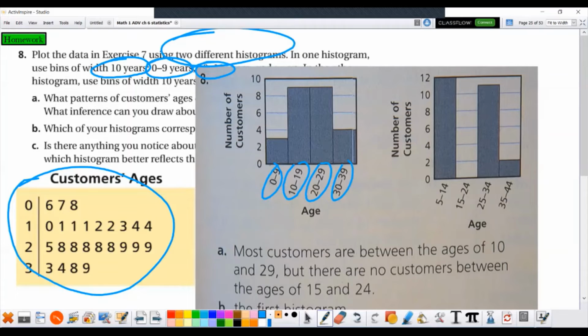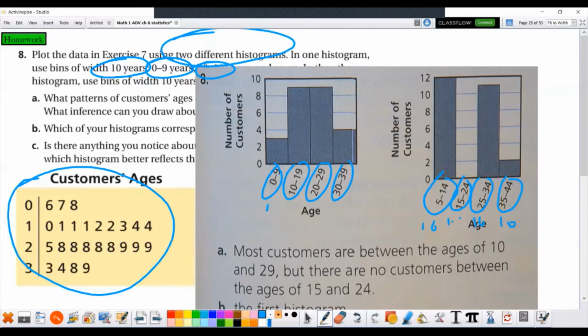Then they said do it again, but start with a different set of numbers. Do 5 to 14. That's still 10 years. Then go 15 to 24, 25 to 34, 35 to 44. Each one is still a group of 10 years. Yet look at the data.